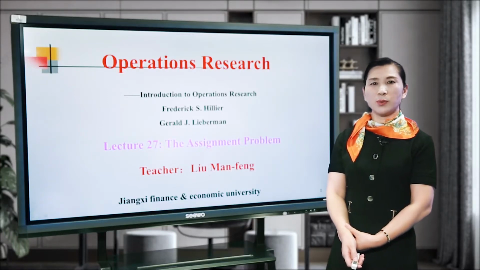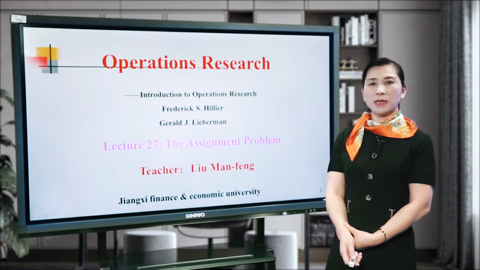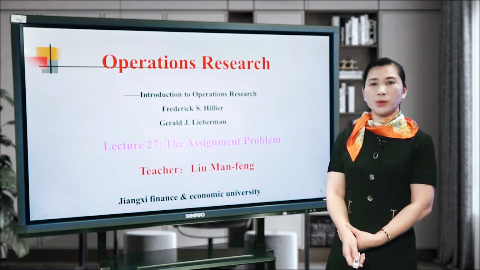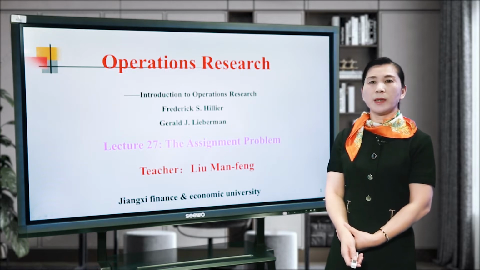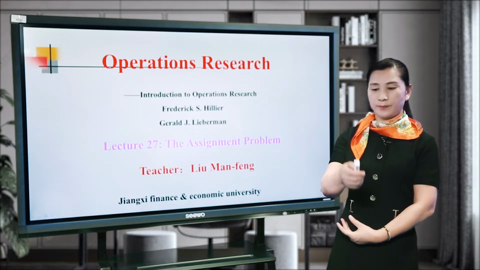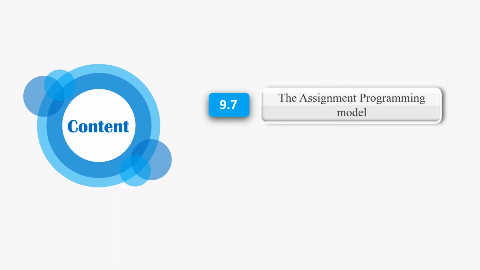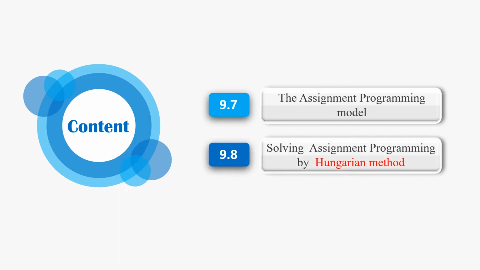In this session, we will discuss the assignment problem. We note that in the preceding lessons, we have learned the BIP program, mixed integer program, and pure integer program, and the assignment problem is a special type of integer program. So in this section, we introduce Section 7, the assignment problem model, and Section 8, solving the assignment problem with the Hungarian method.